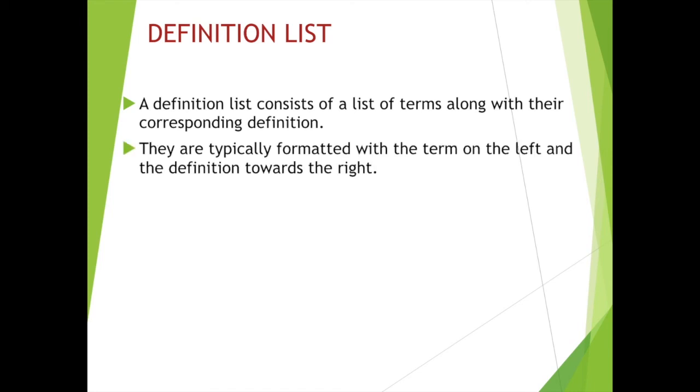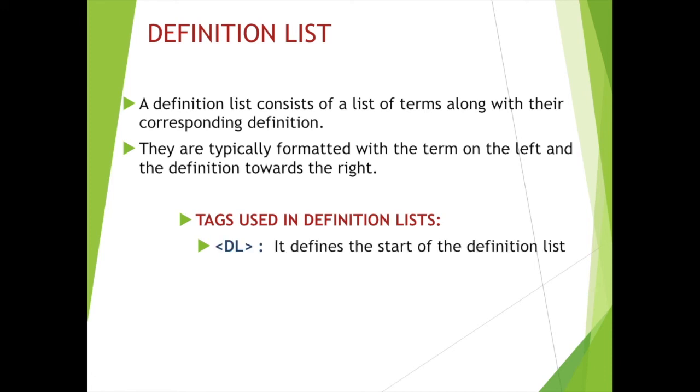So they are typically formatted with the term on the left and the definition towards the right. So the heading will be towards the left and the definition, that means the meaning of the term, will be towards the right. Now we use basically 3 tags in definition list, and they are: number 1, DL tag. So for starting a definition list, we need to begin with the DL tag. So what is the use of DL tag? It defines the start of the definition list. So for starting the definition list, we need to use the DL tag.